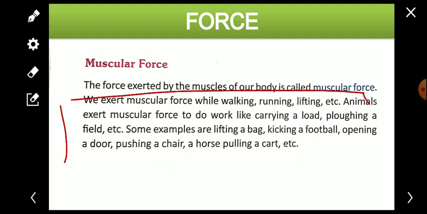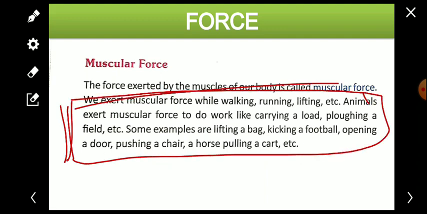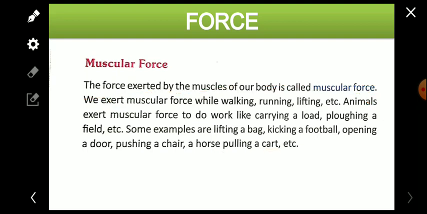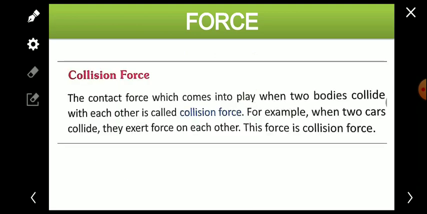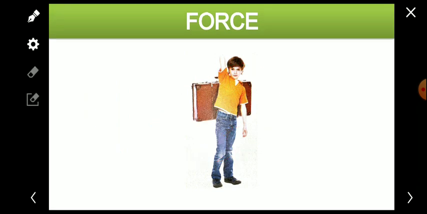When force is applied by the muscles of the body when we do any work, then muscular force is exerted. Whether we write, walk, run, jump, push anything, or pull anything, in all these things we apply muscular force. Our muscles exert the force, that's why it is known as muscular force. Like this, a boy carrying a load in his bag has exerted muscular force. Got it?